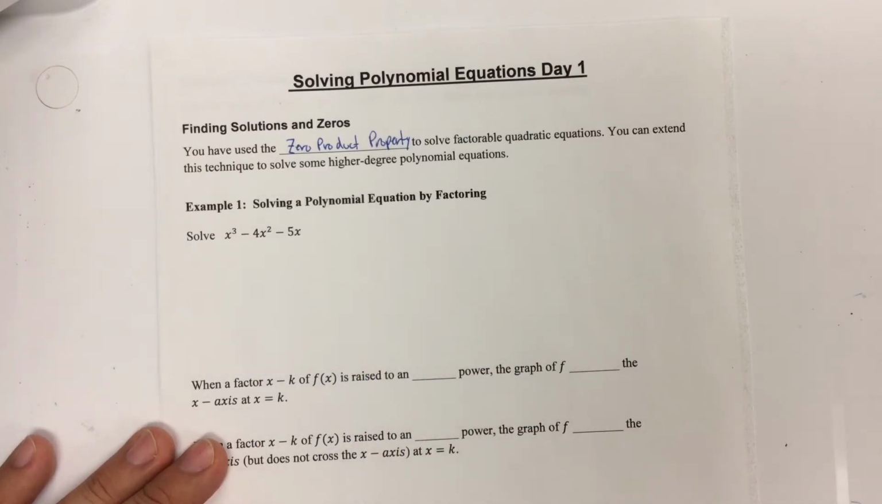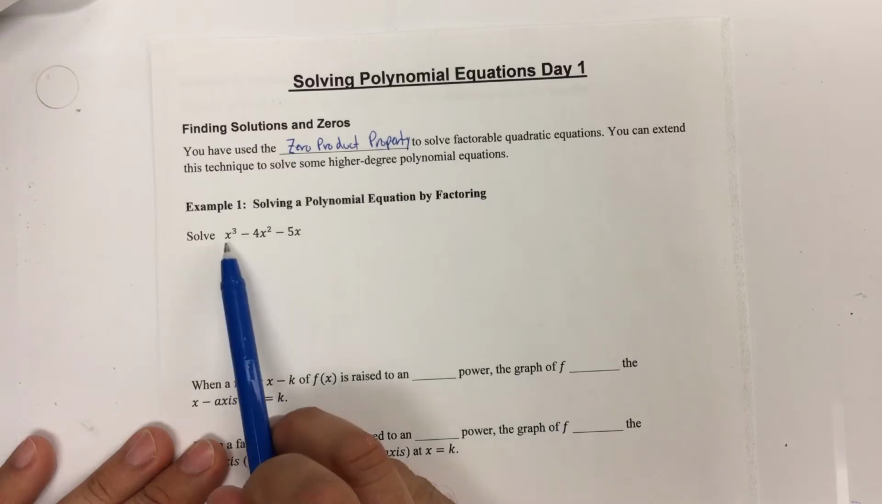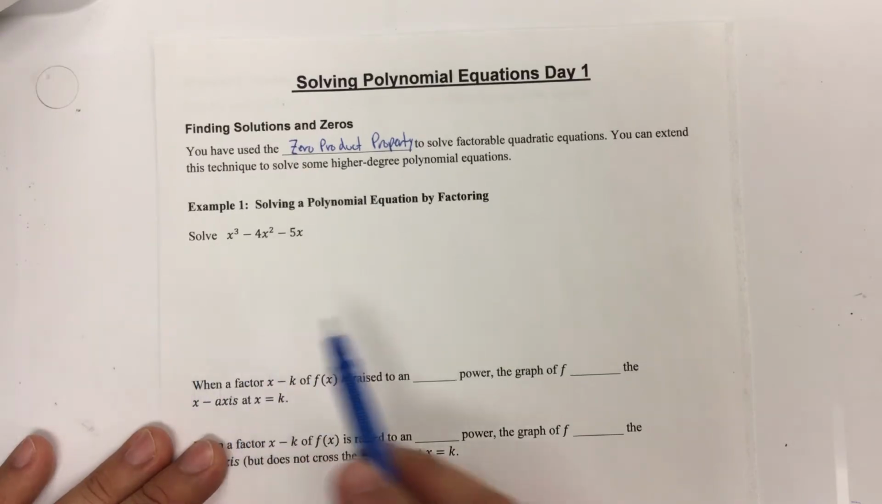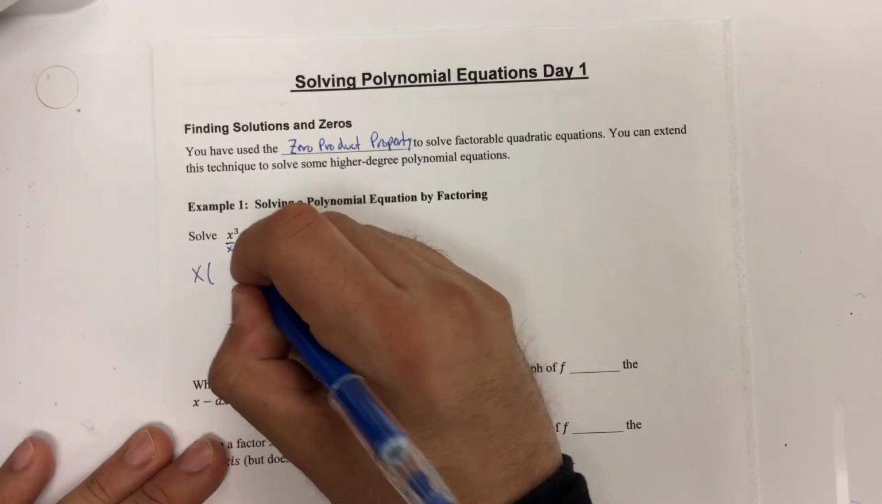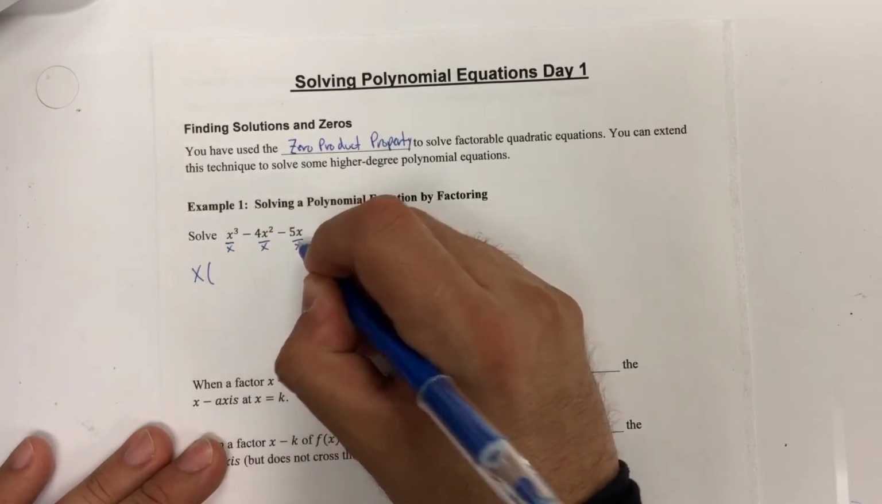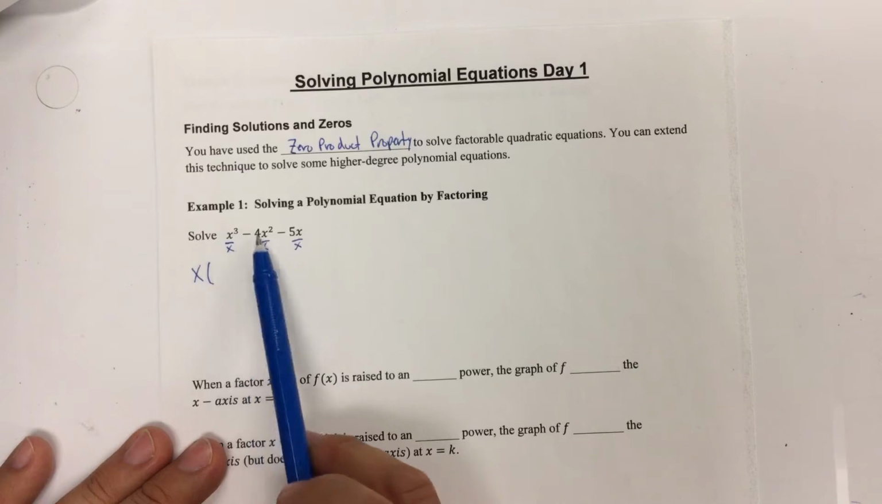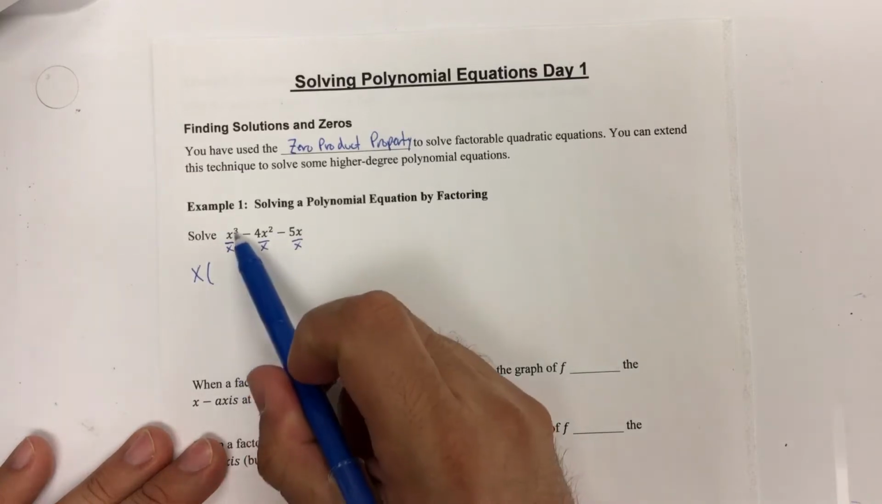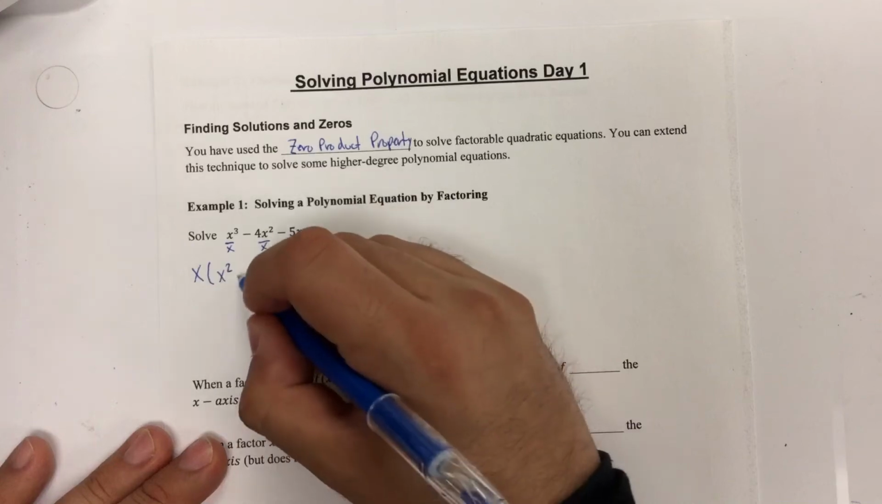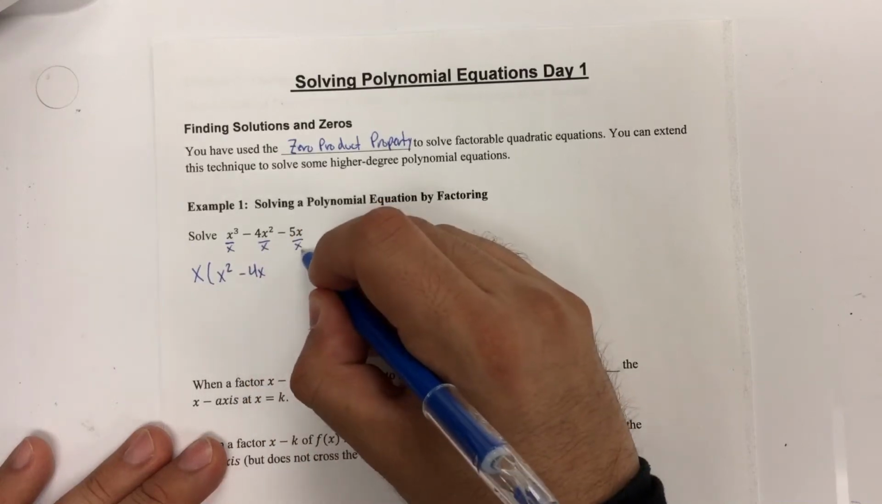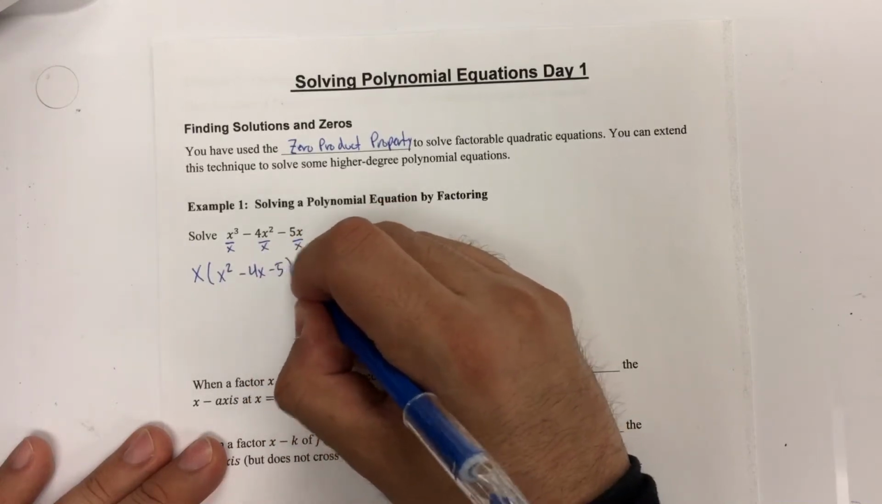Second step, is there a greatest common factor? Well, I see all terms are divisible by x. So I'm going to factor that out, and divide each one by the x. There was no coefficient in common, it's just the variable x. So x cubed divided by x is x squared. Negative 4x squared divided by x is negative 4x. And then negative 5x divided by x is minus 5.